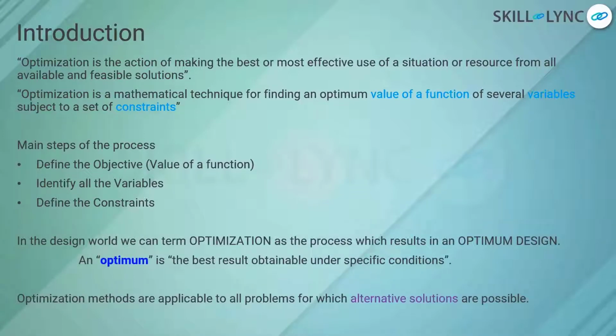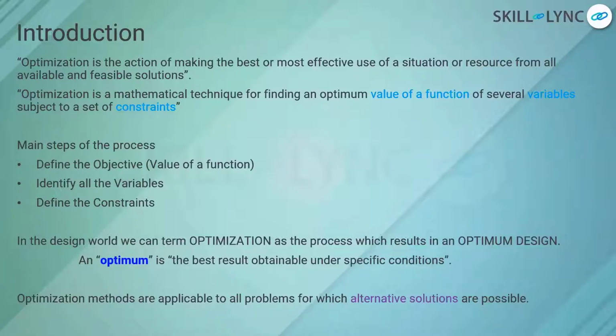In the design world, when we talk about structural design or structural optimization, optimization can be defined as a process which results in an optimum design. What do we mean by optimum? Optimum is the best result obtainable under specific conditions. Again, we'll go through an example as to what we mean by specific conditions.